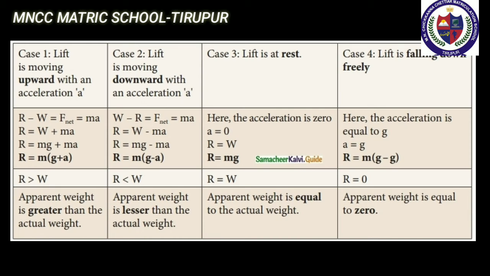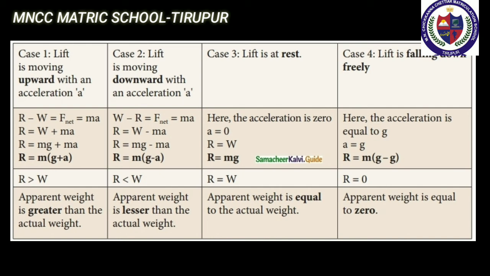Case 1, lift is moving upward, then R is equal to m into G plus A. That means apparent weight is greater than actual weight. Case 2, lift is moving downward, so apparent weight is equal to m into G minus A. That means apparent weight is lesser than actual weight. Next case 3, lift is at rest. Here A is equal to 0, that means R is equal to W, apparent weight is equal to actual weight.